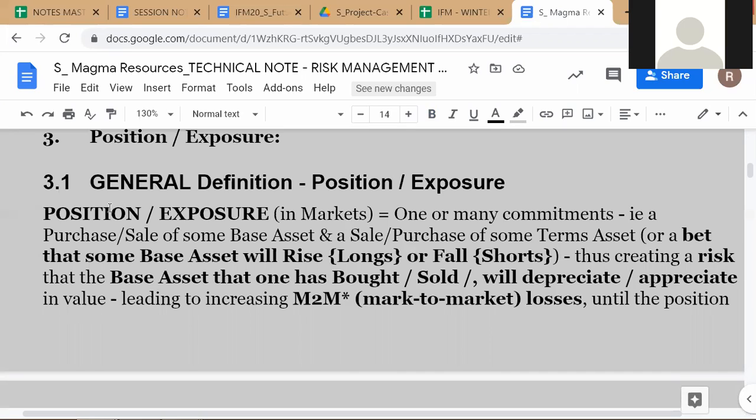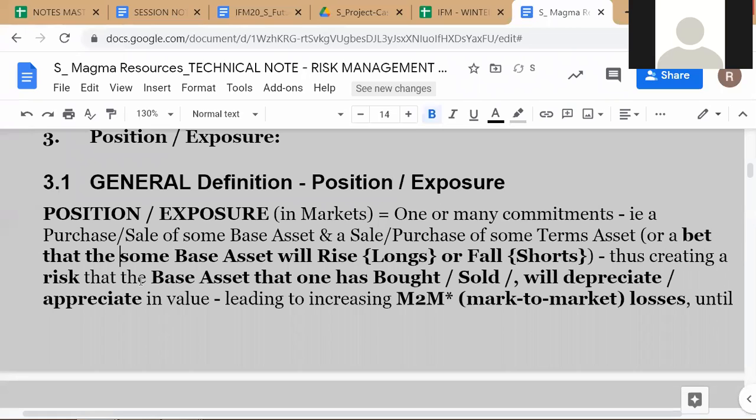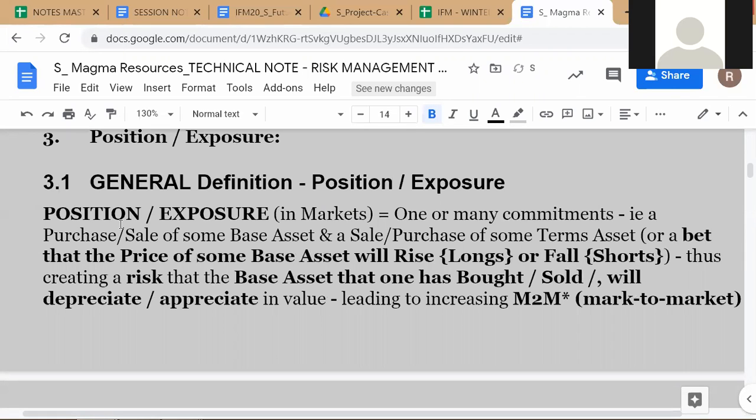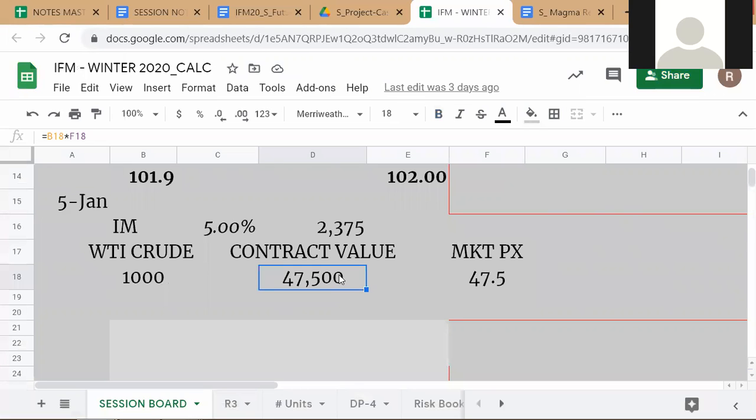So we start now thinking about positions not so much as purchase or sale of a base asset, but in more general terms, as a bet that the price of the base asset will rise. If the base asset will rise, you put on a long position. So it's a bet that the price will rise or the price will fall. When you do a futures contract, because you're not purchasing the underlying asset, you're just making a bet, and by way of securing your bet, you're putting up this margin.